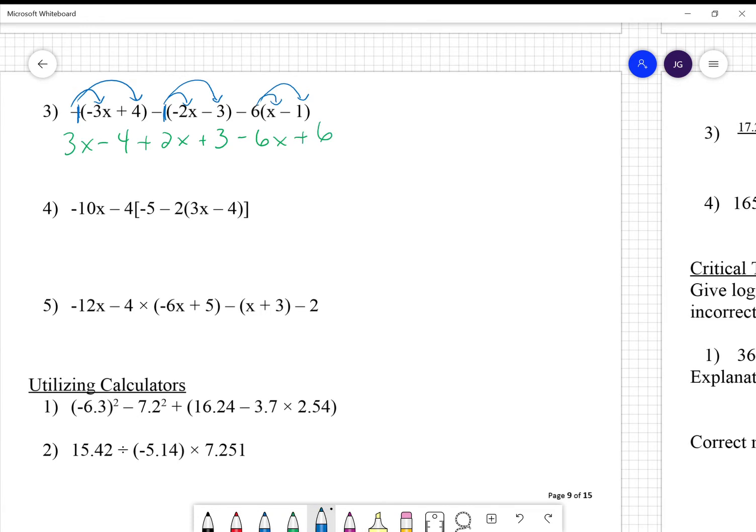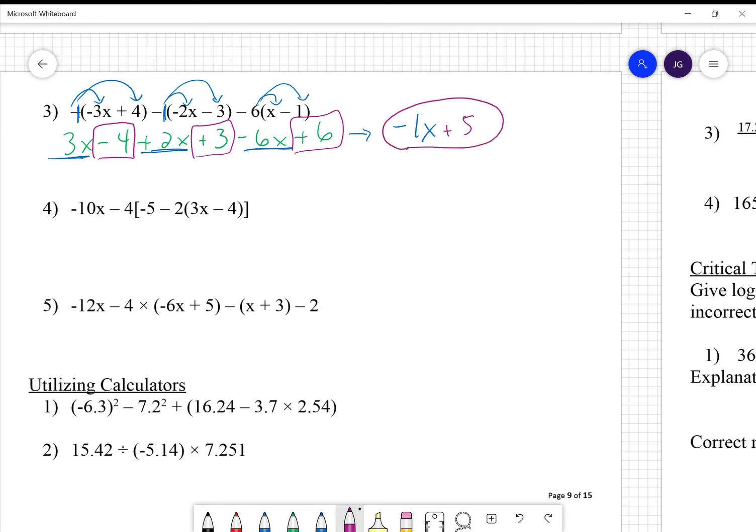Now I'll combine my like terms. I have 3x plus 2x minus 6x. That would be 5x minus 6x would give me a negative 1x. My other like terms are negative 4 with positive 3 and positive 6. That would give me a positive 5. Those are not like terms, so I do not combine them. My answer is negative 1x plus 5, or you could just write negative x plus 5.